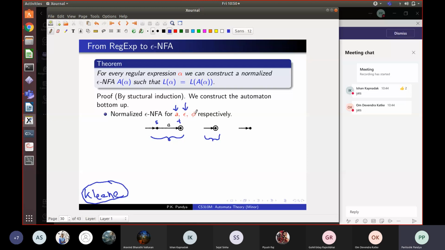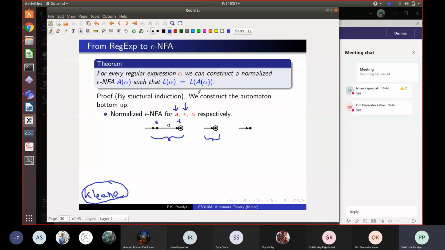For the regular expression phi, which denotes the empty set of words, no word will match with it. We'll have this automaton with a single state, which is not an accepting state. It will reject epsilon also, and if any letter comes, the run will die and we will not accept. So we will not accept any word. So I think for the 3 atomic patterns of the regular expression, we have constructed DFAs which will recognize them. And these are normalized.